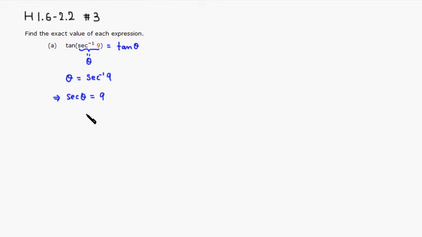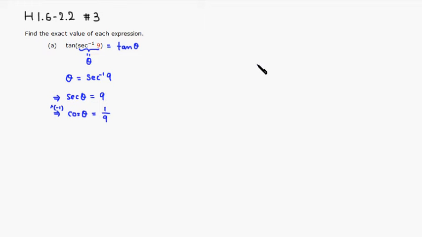And if you don't like secant, you can always write it as a cosine, since secant is just the reciprocal of cosine. So if you take the reciprocal of secant, we have cosine of theta equal to the reciprocal of 9, which is 1 over 9. Then we can draw a right triangle and see if we can find a value.